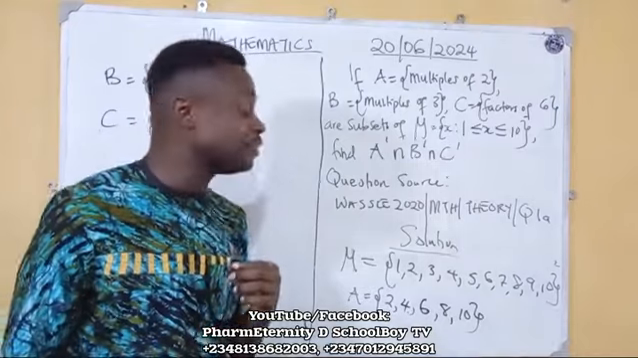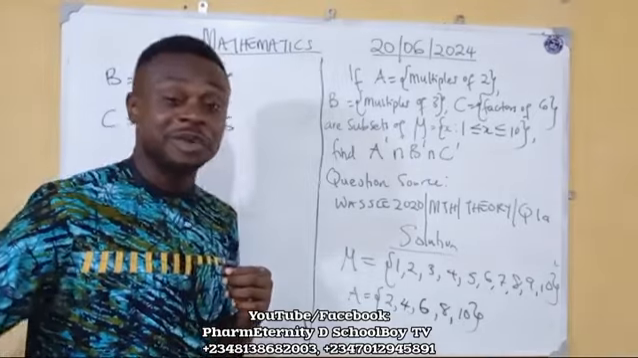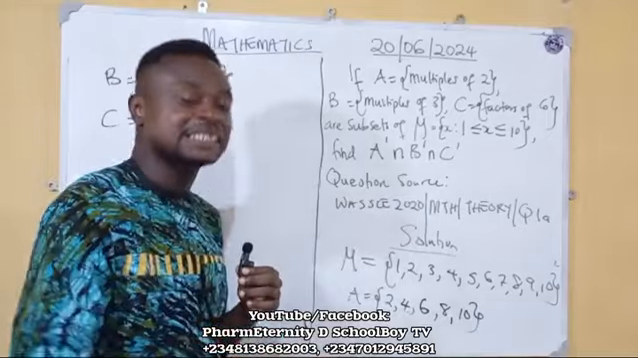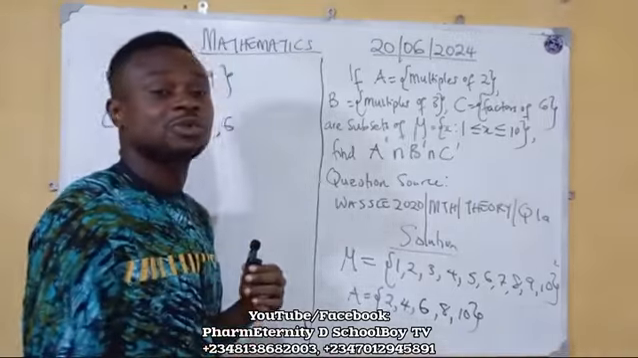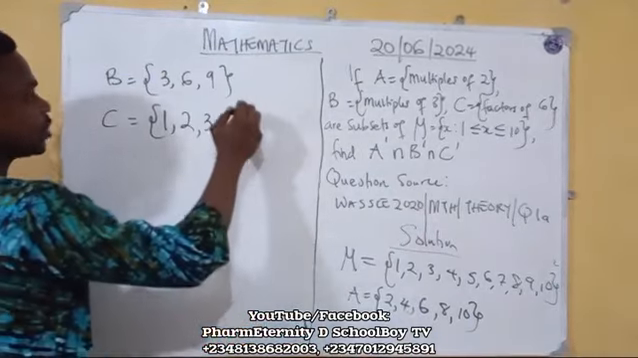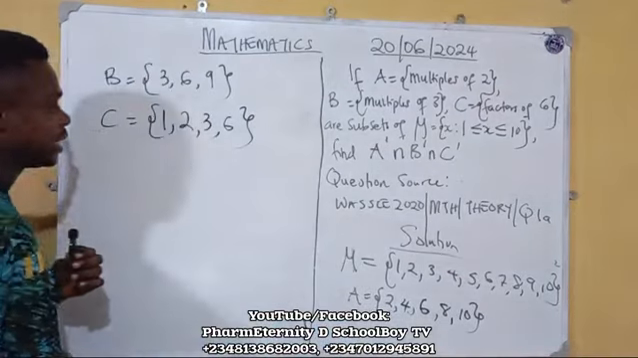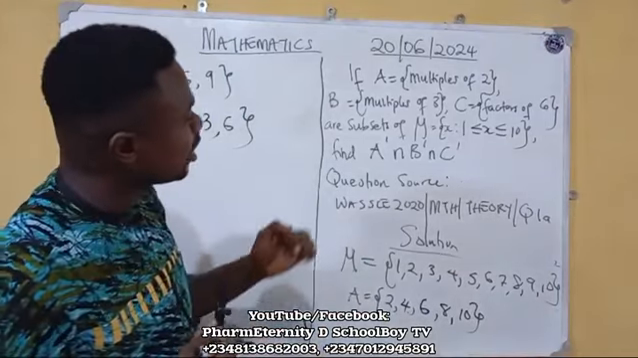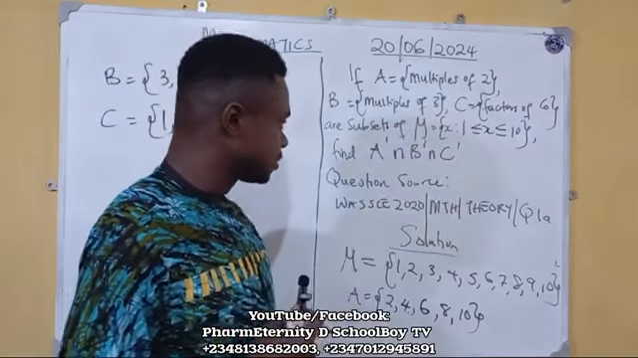7 divides 6 will give you remainder. 8 divides 6, that will give remainder again. 9 divides 6, remainder again. 10 divides 6, 0 remainder 6. So there's also remainder. So these ones are not factors of 6. So factors of 6 from this universal set 1 to 10 are 1, 2, 3, 6. So we have succeeded in bringing out all the content of these subsets.